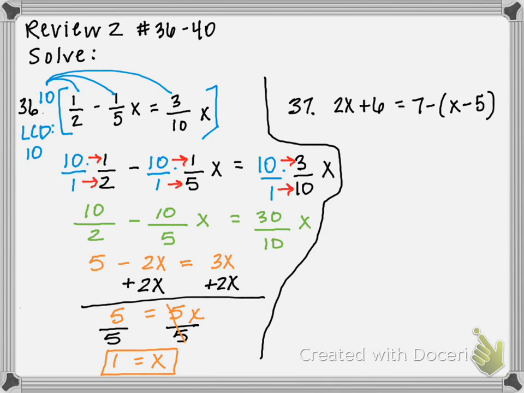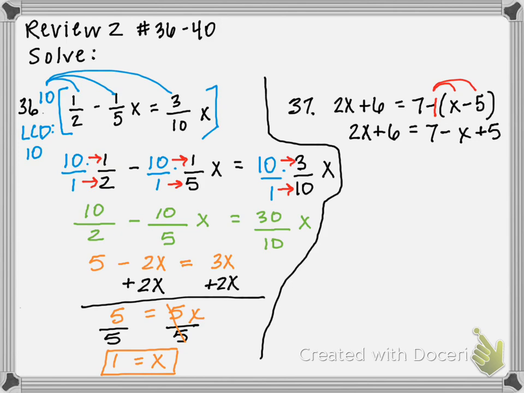We are distributing this minus sign, which has an implied -1 right here. So that's going to just change all of our signs. So let's bring down the 2x plus 6 equals 7. -1 times x is a -x, and -1 times -5 is a +5.